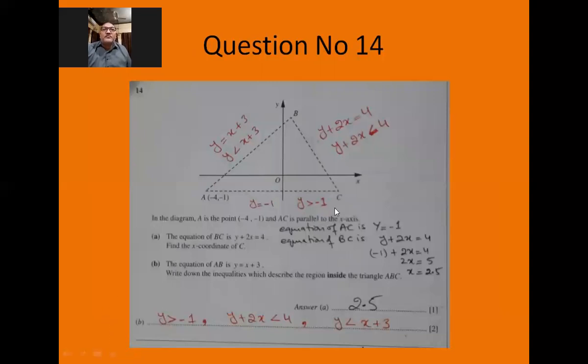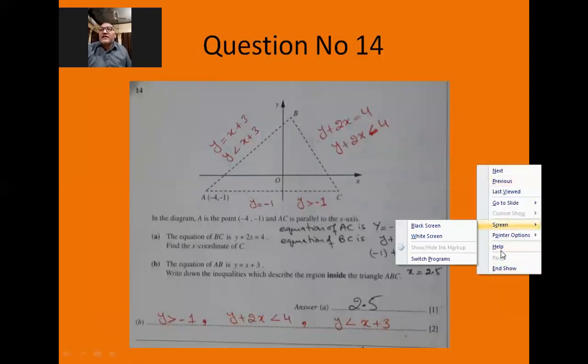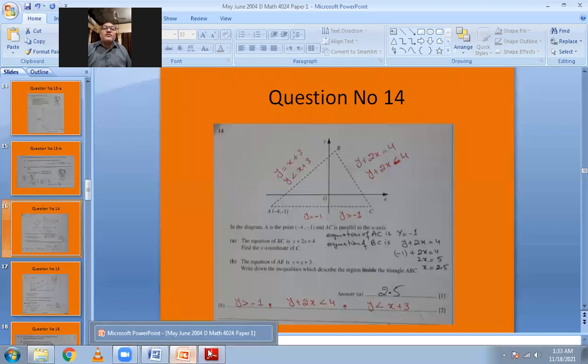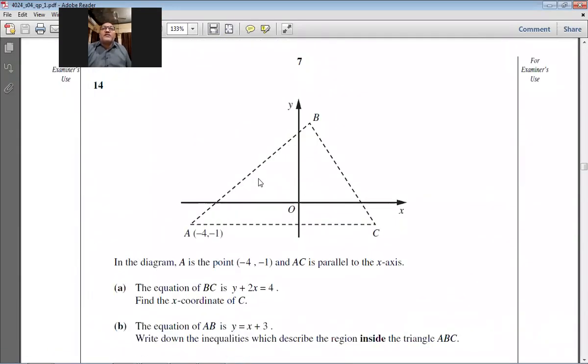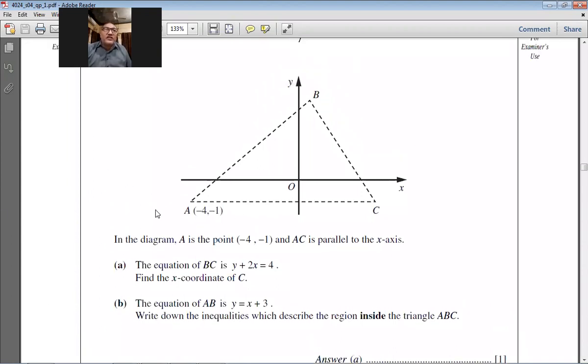Hopefully you understand. We're done with this question. Okay, so this is the next question coming up on your screen. It says in the diagram, A is the point (-4, -1), and AC is parallel to the x-axis. So AC's slope is 0, and this is a horizontal line. Its equation will be y equals -1 because it's a horizontal line. And the equation of BC is y plus 2x equals 4. Find the x coordinate of C.